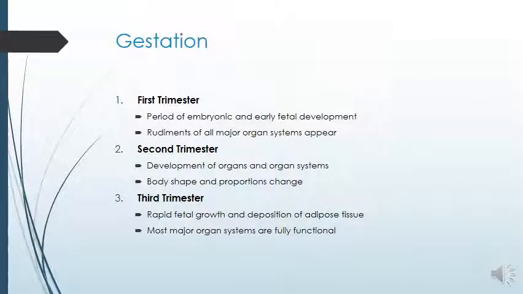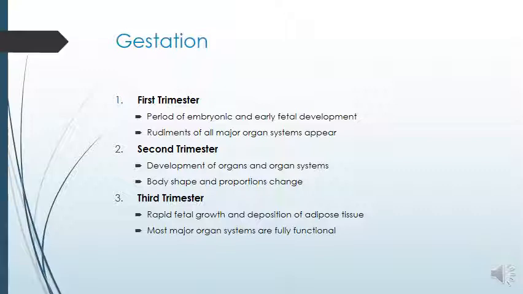The time spent in prenatal development is known as gestation, and it is divided up into 3 integrated trimesters, and each one of these lasts about 3 months. If we look at the first trimester, it's this time period in which we have the embryonic and early fetal development. And during this time, you can start to see the major organ systems appear.